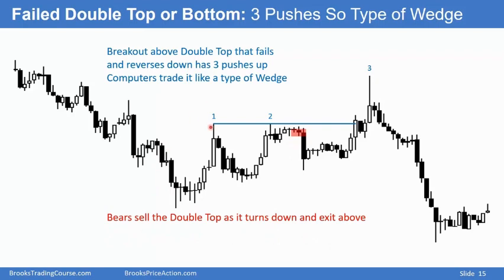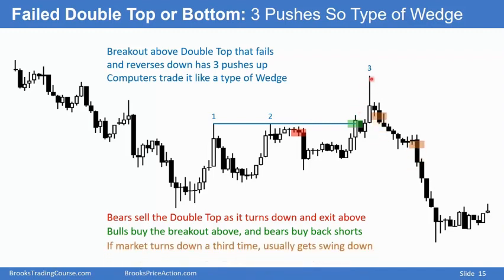Bears, they see a double top bear flag. They'll sell the reversal down. And a lot of them will put their stop just above the double top, and they'll get out here as the market is going above the double top. The bears will buy back their shorts, and the bulls will buy as well. The bulls see it as a bull breakout above a double top, and they expect a measured move up.